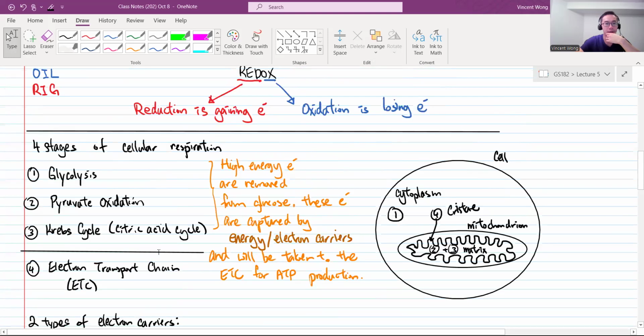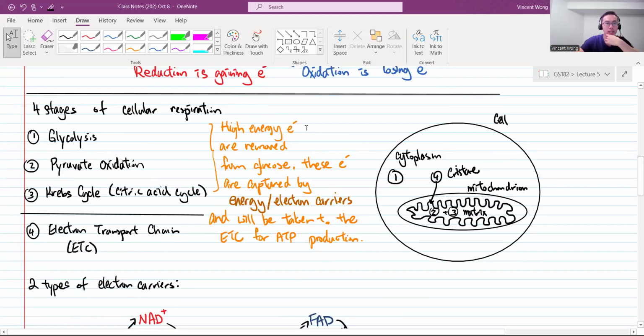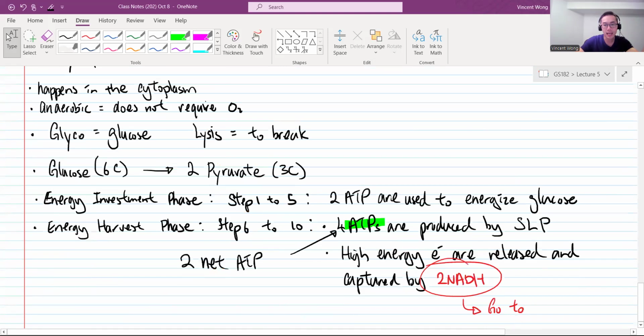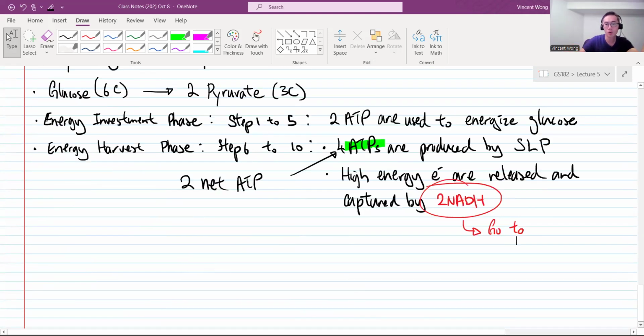Okay, let's go back and see, right? So high energy electrons are removed from glucose. These electrons are captured by electron or energy carriers like the NAD and the FAD and will be taken to the ETC for ATP production. Okay? So these NADHs that we produce here go to ETC for more ATP production later on.